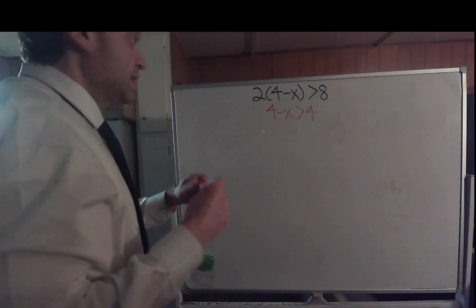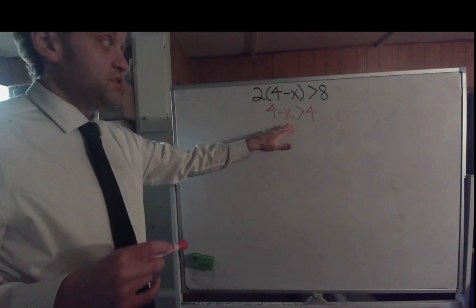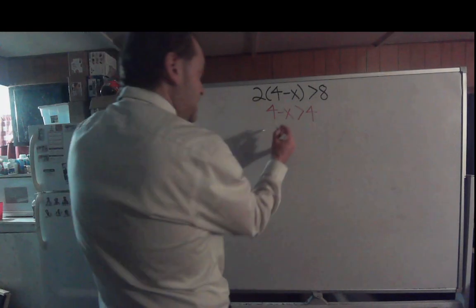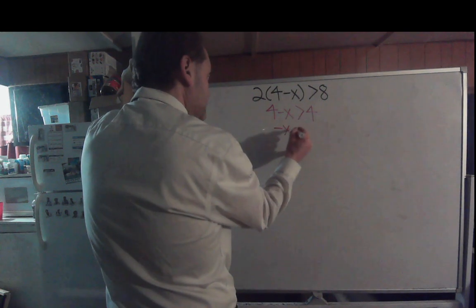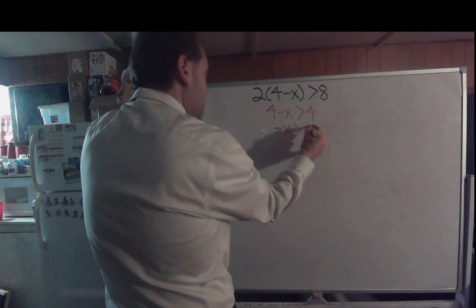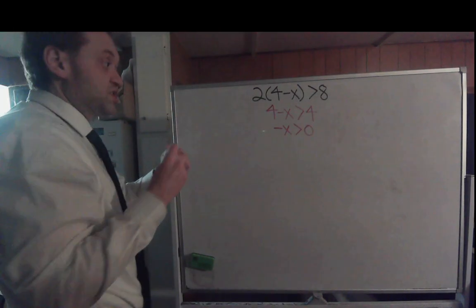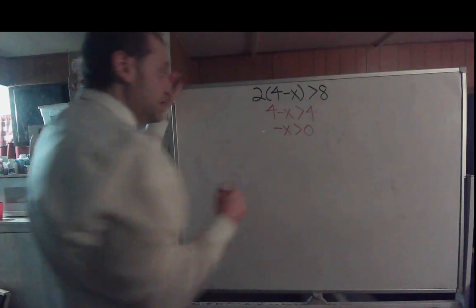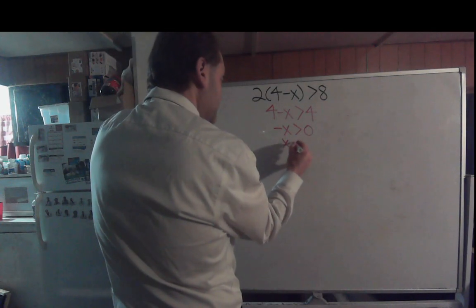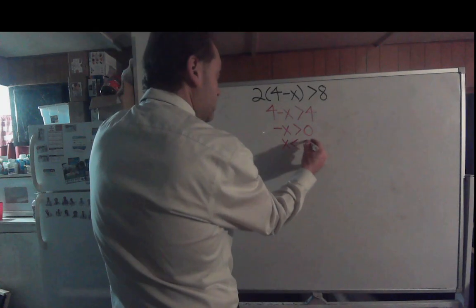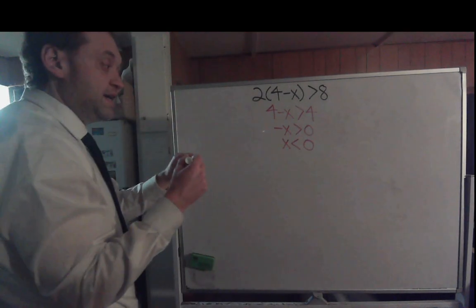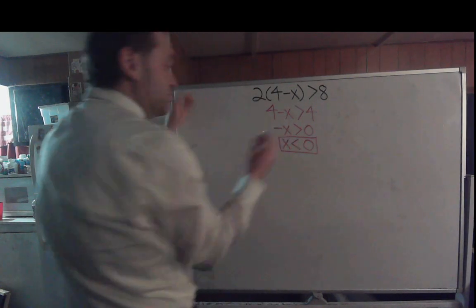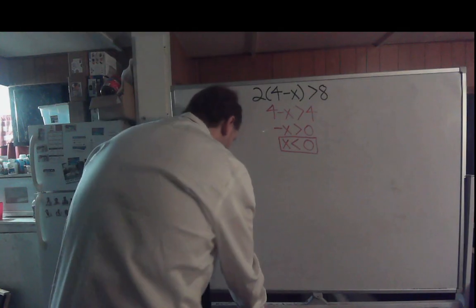Now we want to get that negative x by itself, so subtract 4 from both sides. If you did that, you would get that negative x is greater than 0. But you want to just solve for x, so you have to divide both sides by negative 1. If you do that, you end up getting that x is less than 0, because when you divide by a negative, it flips the sign. So the answer to this would be that x is less than 0.